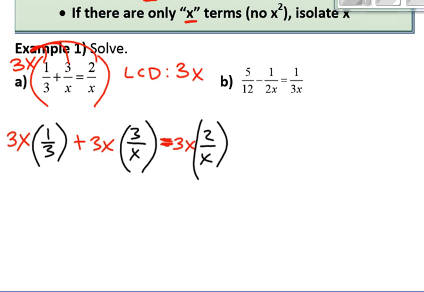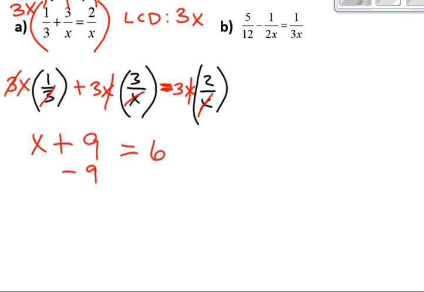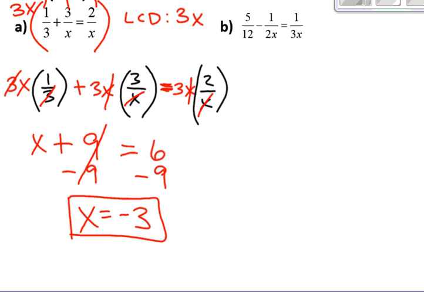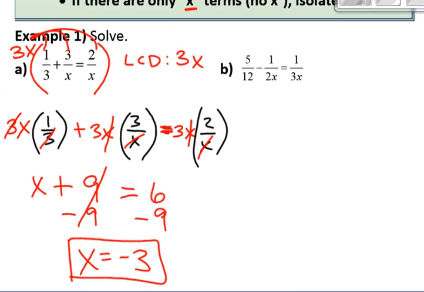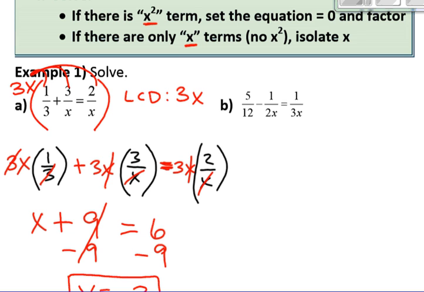The second step is you want to simplify. So 3x times 1/3, the 3's cancel, and you're left with x times 1, which is x. Plus 3x times 3 over x, the x's cancel, leaving you with 3 times 3, which is 9. Then equals, on our last one, the x's cancel, leaving us with 3 times 2, which is 6. Now we have a very easy equation to solve, so all you have to do is subtract 9 from both sides, letting you have the answer x equals -3. Okay, so first up LCD, multiply through by the LCD, then simplify and solve.